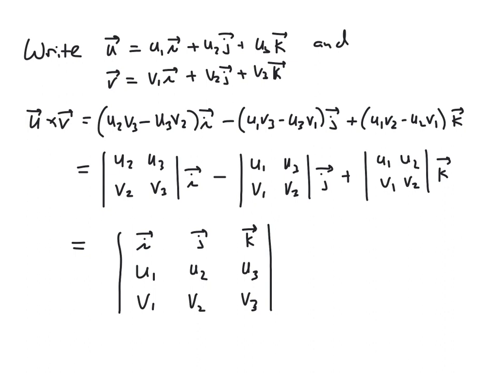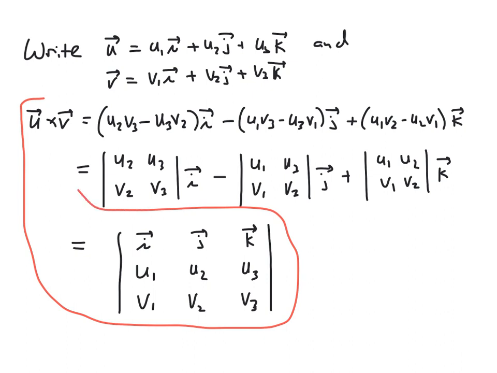Okay. So it turns out that if we just look at the beginning and end of this chain, we have an efficient way of computing u cross v. We're going to form a 3x3 matrix with the unit vectors i, j, and k across the top, the vectors u and v written horizontally as rows 2 and 3, and then we take the determinant of that matrix.